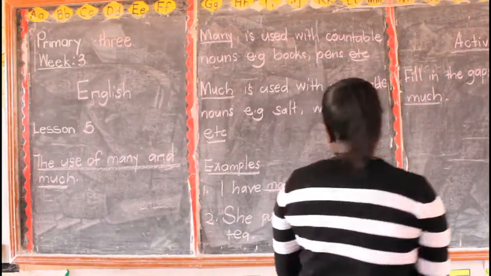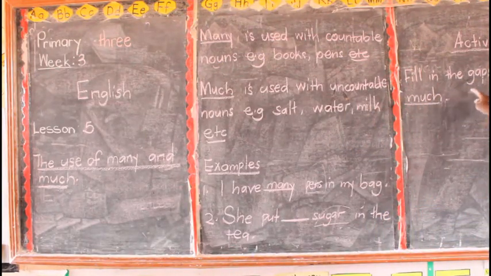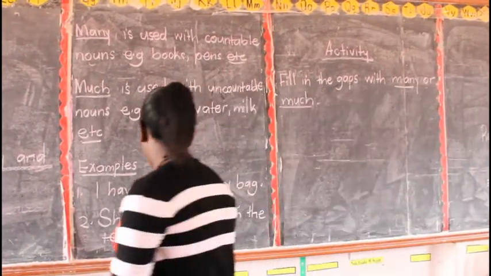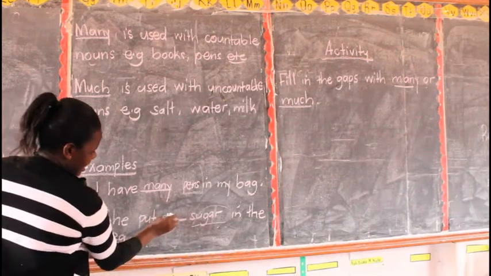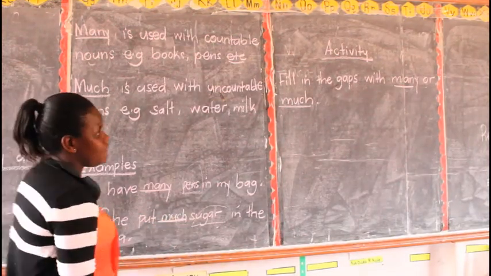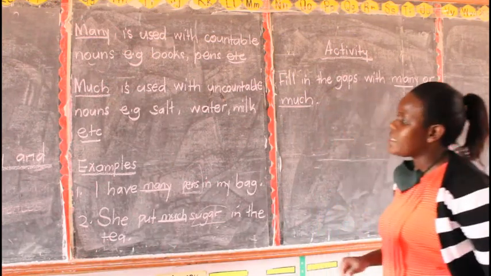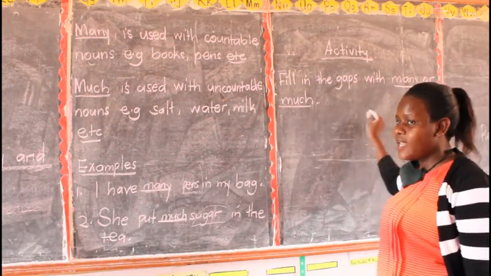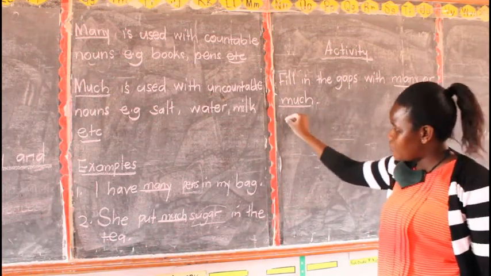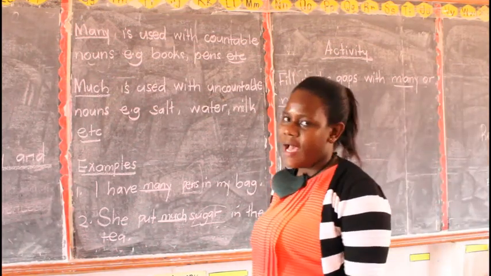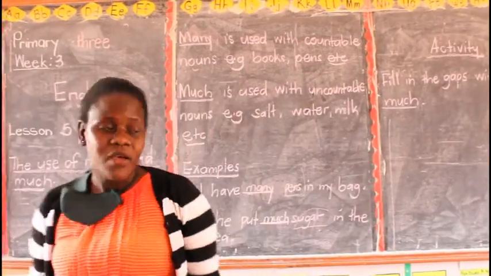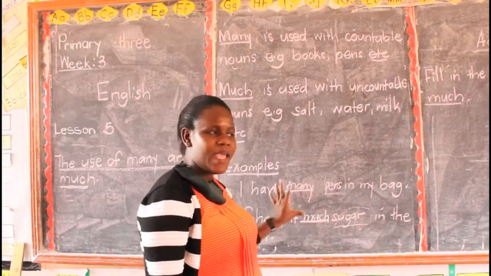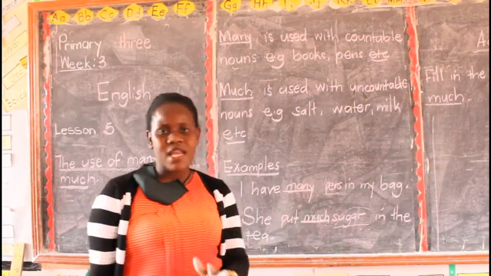So the activity is going to be to fill in the gaps with many or much, like how I have been doing here. In the activity, you are going to use these two words for today, many and much. The activity is on your hard copy at school. I cannot write each and everything when you pick that hard copy. I've already shown you the example and explained how to use much and many.